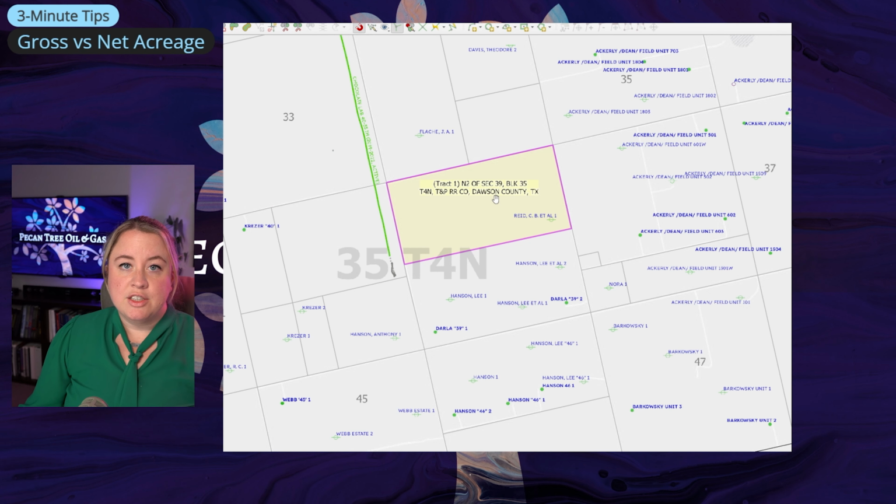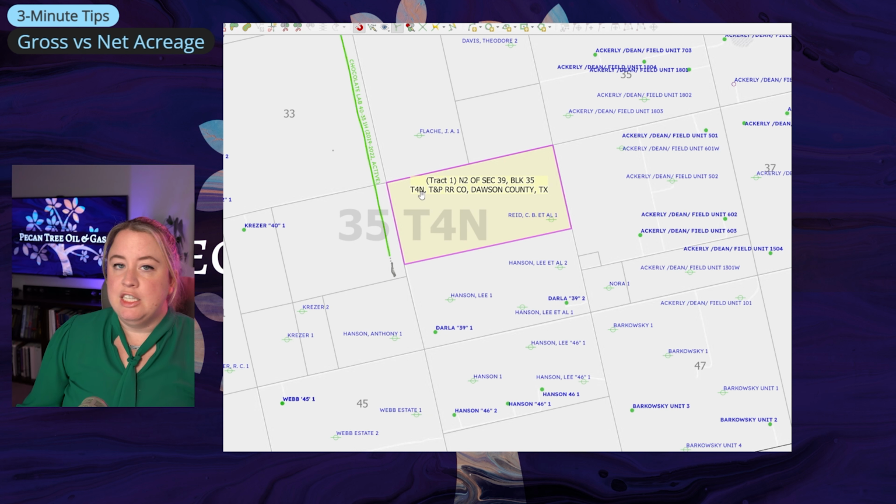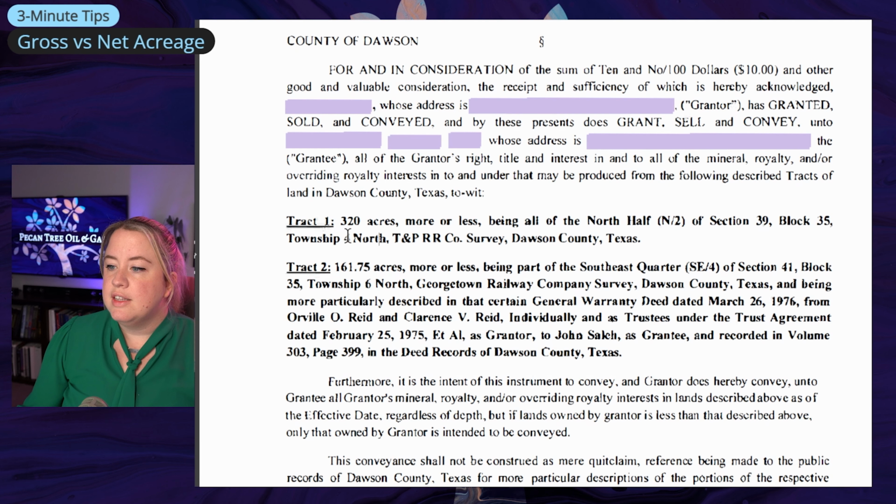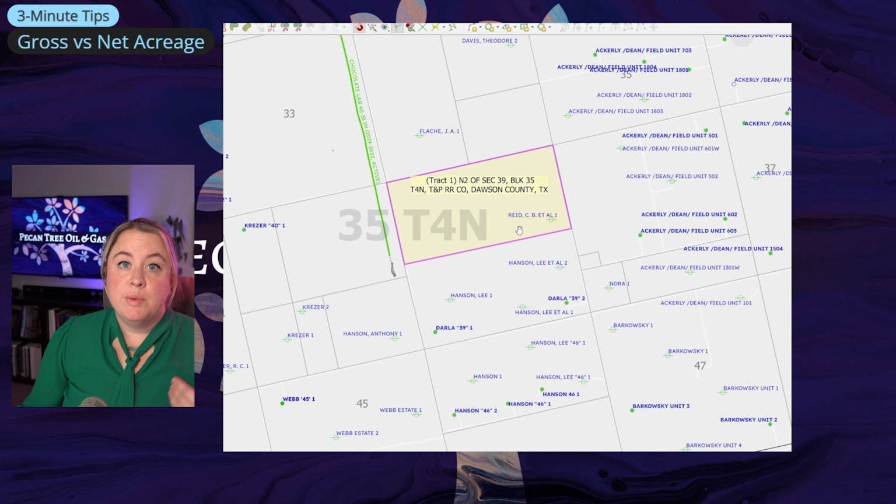So we're now looking at Dawson County, Section 39 of Block 35, Township 4N of the TMP survey. This is the north half of the section. That is the 320 acres that's mentioned right here. So when we're at the map, if we were to put a fence around this acreage, that'd be 320 acres.